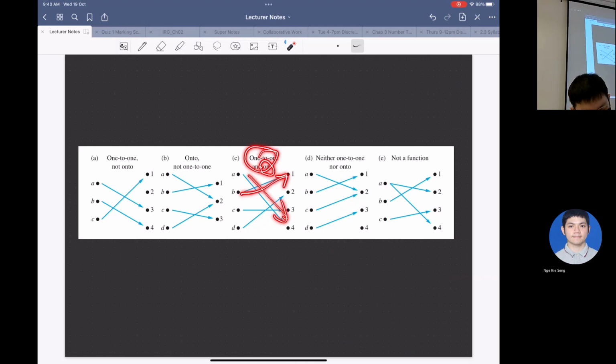C is one-to-one and onto, so everyone only gets sent to a different object, and everyone in the codomain has a pre-image. Then neither one-to-one nor onto: not onto because 4 has no pre-image, and not one-to-one because 2 has two different pre-images. And then E is not a function. Why? Because A gets sent to 2 and 4, so you can't decide which one you want to go to.